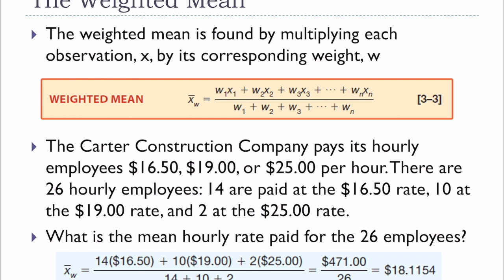And so instead of having to list out individually all 26 wages that those individuals earn, we can group them in categories based on, again, what we're calling that weight, which here is their hourly wage. And so we take the 14, we multiply times 16.50, 19 and 10, here you go. Down here, 14, 10, and 2, that's the number in each grouping, right? But that gets us to the 26 total employees that we're looking at. And so the weighted mean or weighted average for this group of data is $18.12.